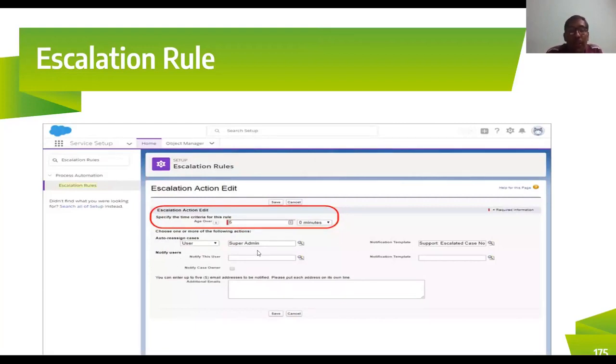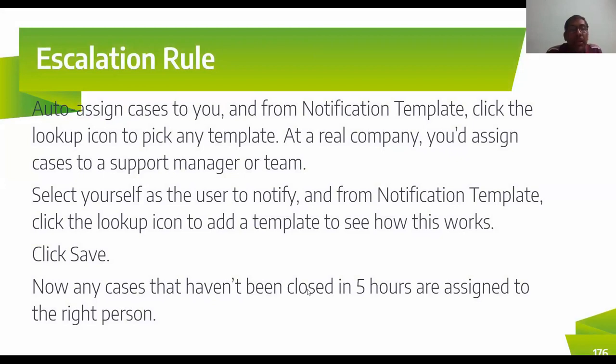In case you want to notify the user, you can select the user, and the notification template, the email template you have, you can select it and then click on save, right? So auto assign cases to you, and from notification template, click the lookup icon to pick any template. At a real company, you would assign cases to a support manager or team. So select yourself as the user to notify from notification template. Click the lookup icon and add a template to see how it works and save it.